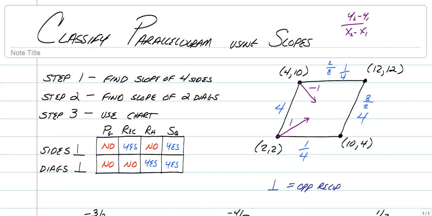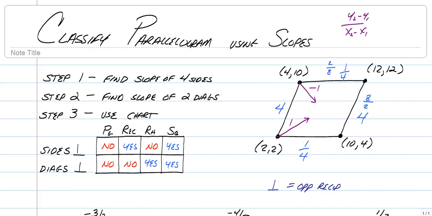So let's look at our sides. Obviously the opposite ones are congruent, or the same, which means they're parallel. When we're talking about perpendicular sides, we're talking about consecutive. So 4 and 1/4, although they are reciprocals, they are not opposite reciprocals. So this is going to fall into the category of no, or not perpendicular, for sides. So this is either going to be a parallelogram or a rhombus.